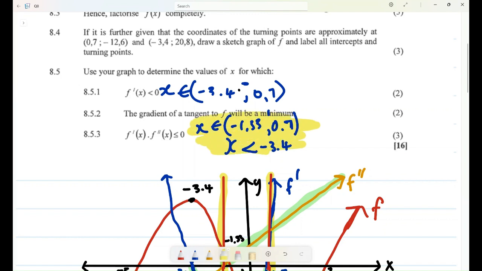I believe you are following, and if you did not understand this 8.5.3, please make sure that you rewind this video and try to make sense of it. Actually, I should include this point here, equal. Or someone can say it is between negative 1.33 and so on. Remember, negative infinity is never included.